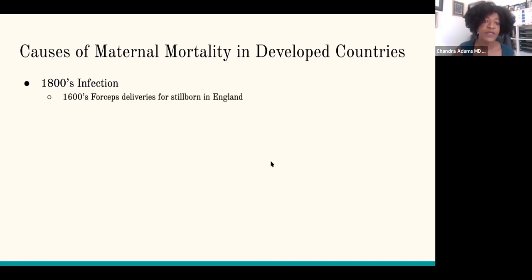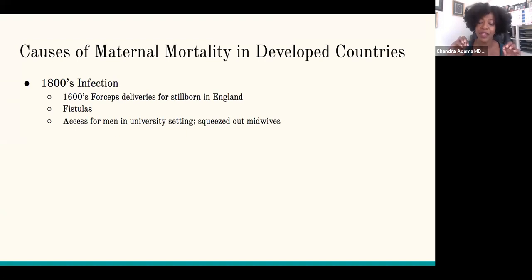In the 1600s, forceps deliveries were invented in England, and forceps were developed when the mom had a baby that didn't survive, so the baby could be extracted from the uterus without having to cut her open and perform the cesarean delivery. As you can imagine, this was a new technology, and new technologies were reserved for those who had access to higher learning. So this was taught in institutions where there were white males, and the midwives did not have access to this sort of technology. And so this kind of began the trend of squeezing out midwifery care.